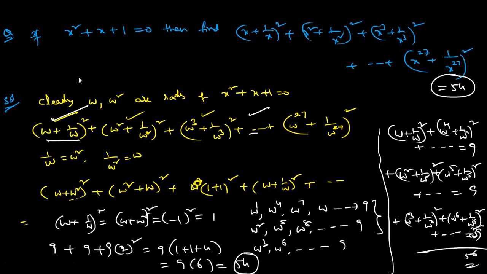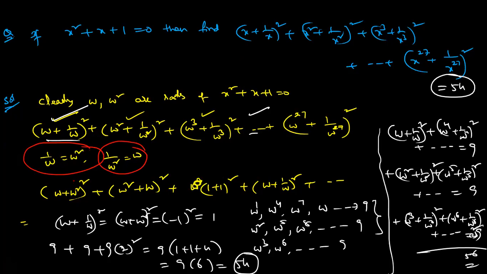X square plus x plus 1 is equal to 0 means what are you observing, dear students? Clearly, omega and omega square are the roots of the given equation. So directly put x is equal to omega or omega square. Now suppose we put x is equal to omega. What is the answer? 1 by omega means omega square. 1 by omega square means omega.